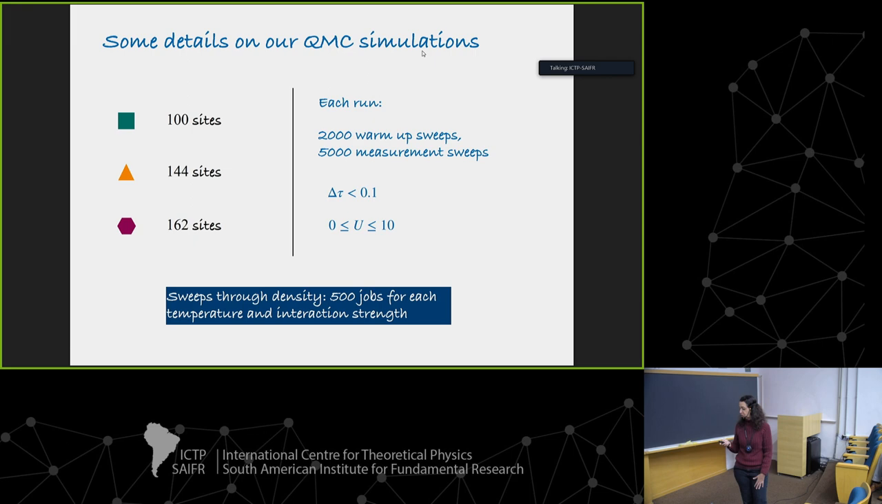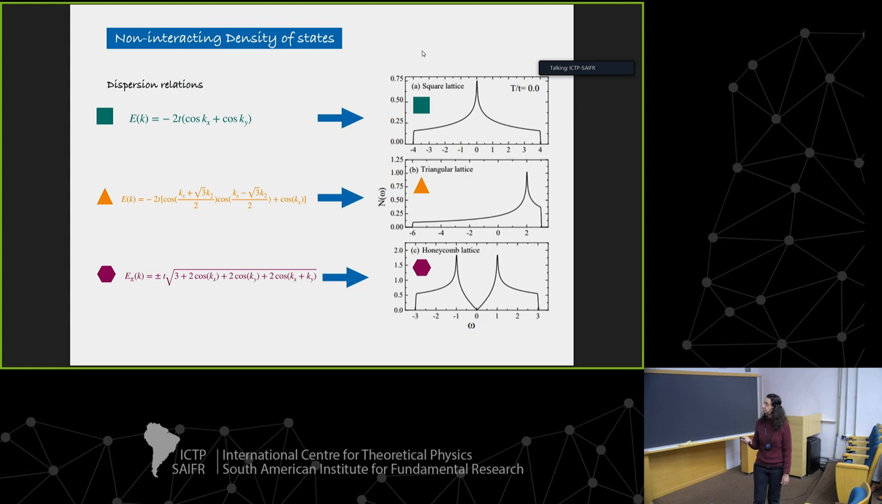So I'll start with the dispersion relations for these three geometries. Results for the square lattice are very well known.